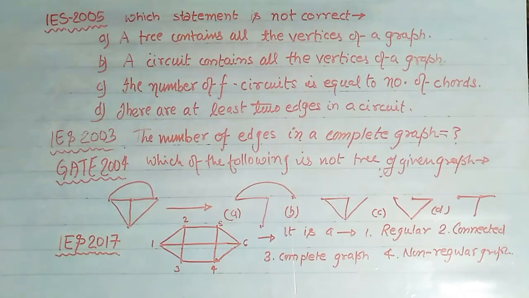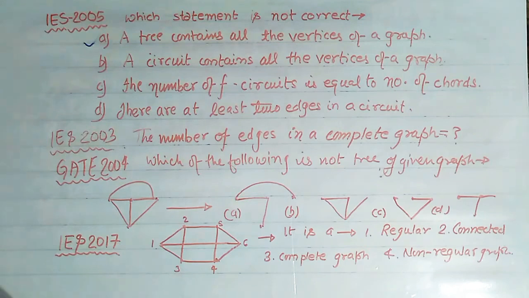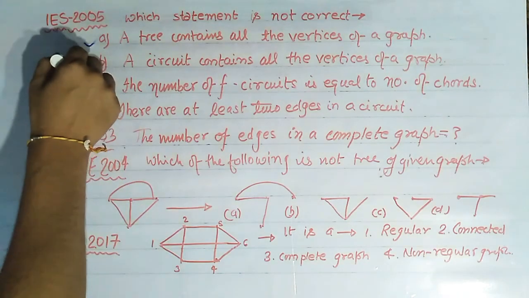Now take this question that has been asked in IES 2005. Here we have to find which statement is not correct. First is a tree contains all the vertices of a graph. So this one is correct. Now second is a circuit contains all the vertices of a graph. Here it is not correct because a circuit means a closed loop, and a closed loop need not contain all the vertices of a graph. So this is not correct.